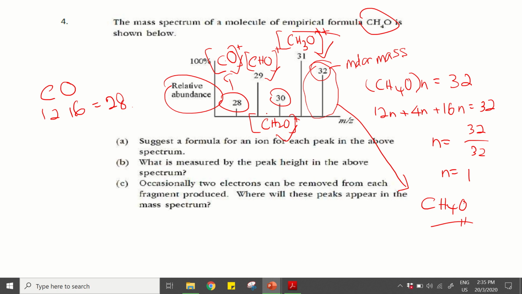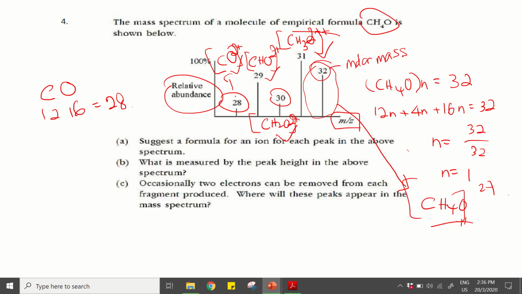Now, all these things here appear in a mass to charge ratio. I show all as positive 1 because they are by default 1 positive charge. Now, what if 2 electrons are removed? When 2 electrons are removed, all the charges will become 2 positive, 2 positive, 2 positive, 2 positive, as well as 2 positive. Now, here is the mass to charge ratio.